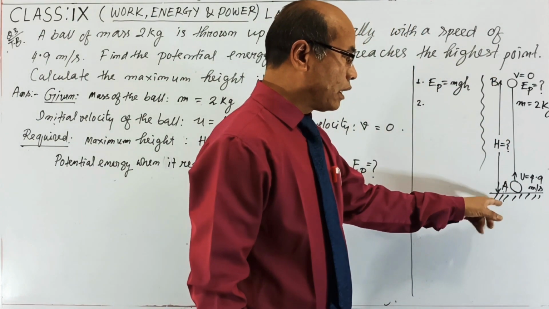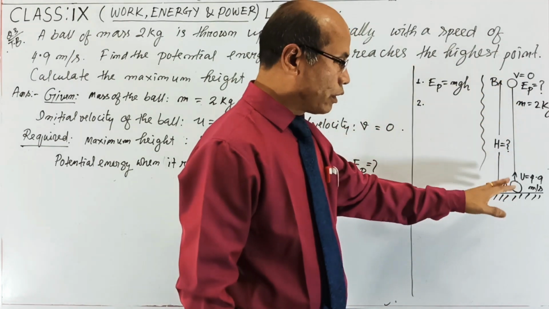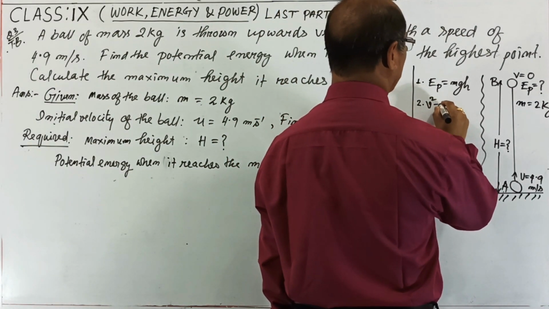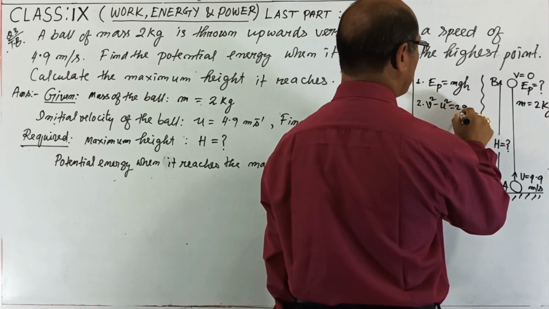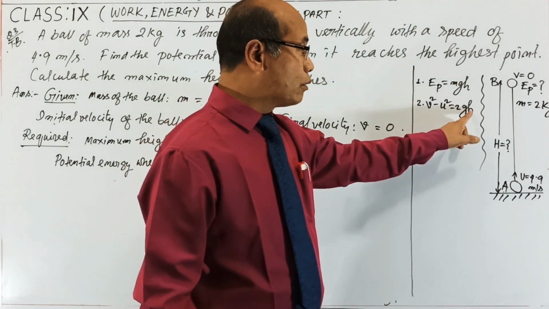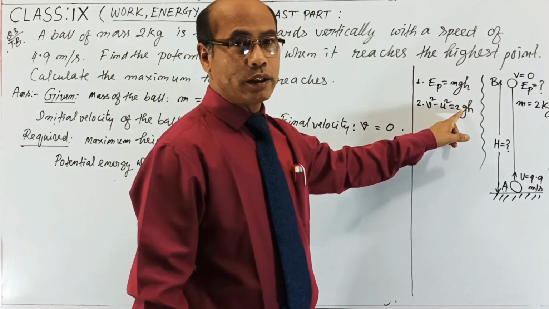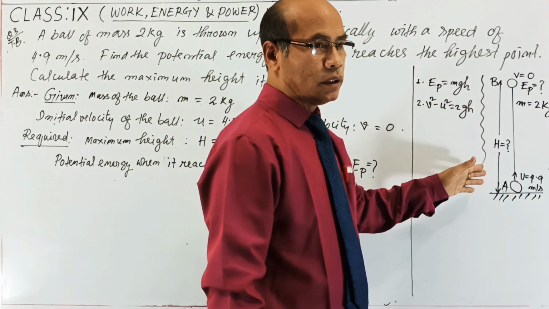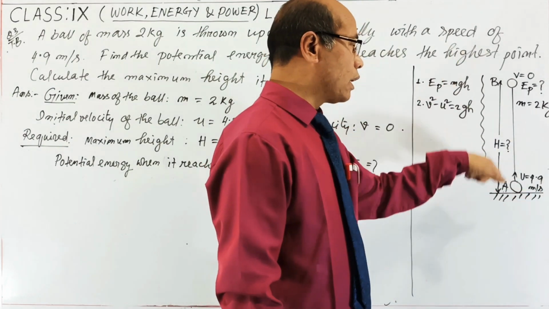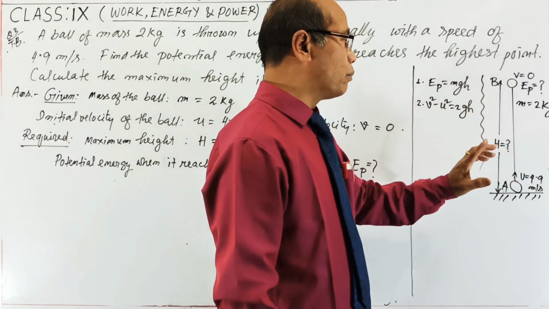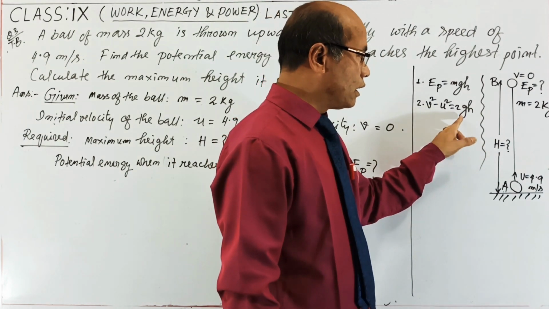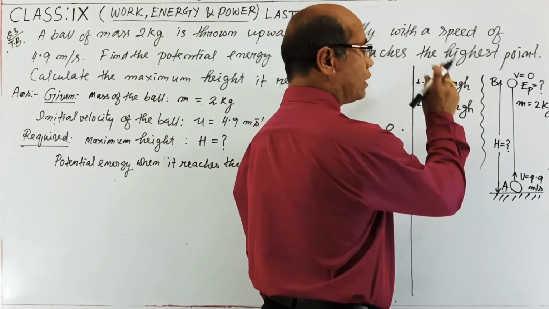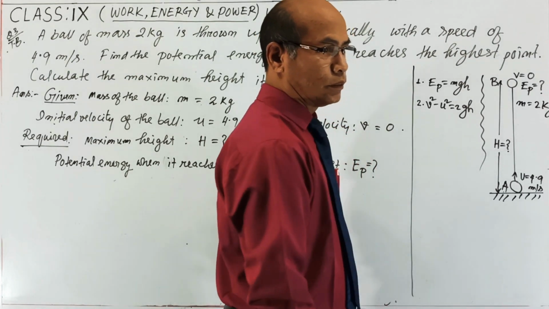Maximum height: we have initial velocity, final velocity, and acceleration due to gravity, so we use the motion formula v squared minus u squared is equal to 2gh, where h is displacement, g is acceleration due to gravity, and height is represented as displacement. The acceleration on the surface of the earth is due to gravitational force, the acceleration due to gravity g.